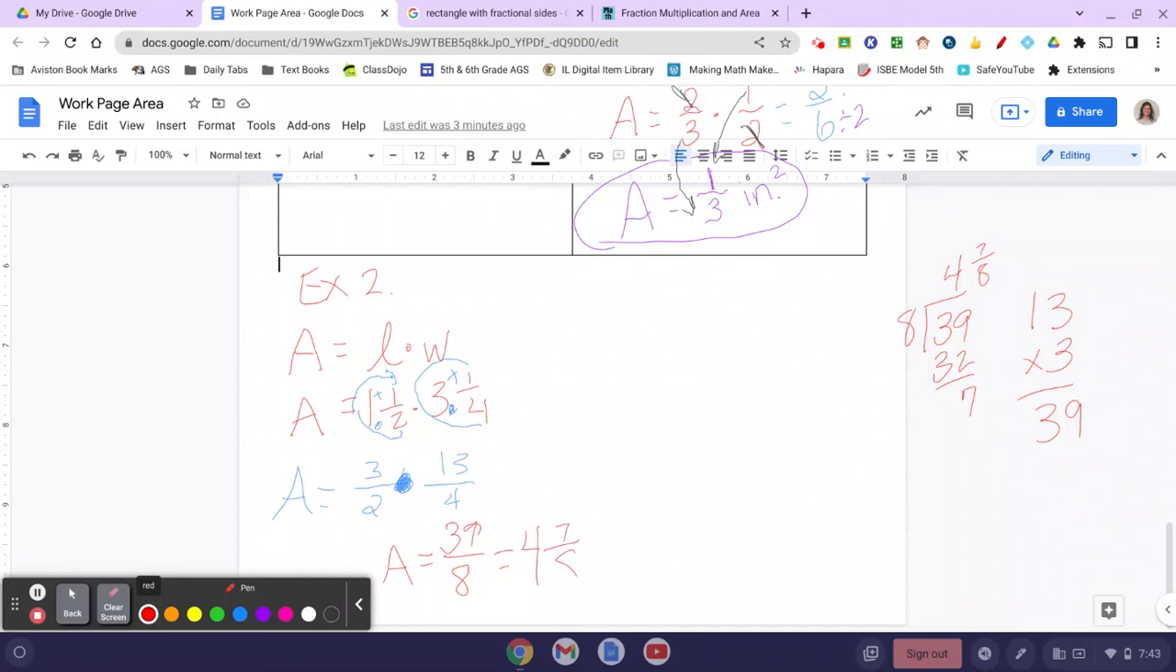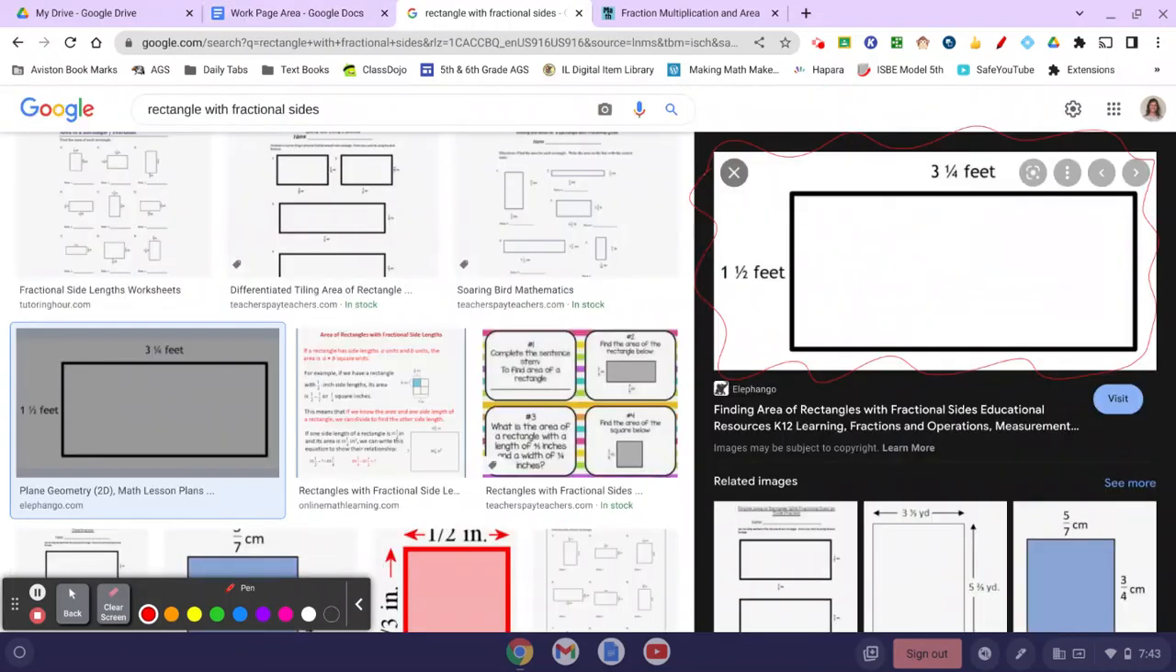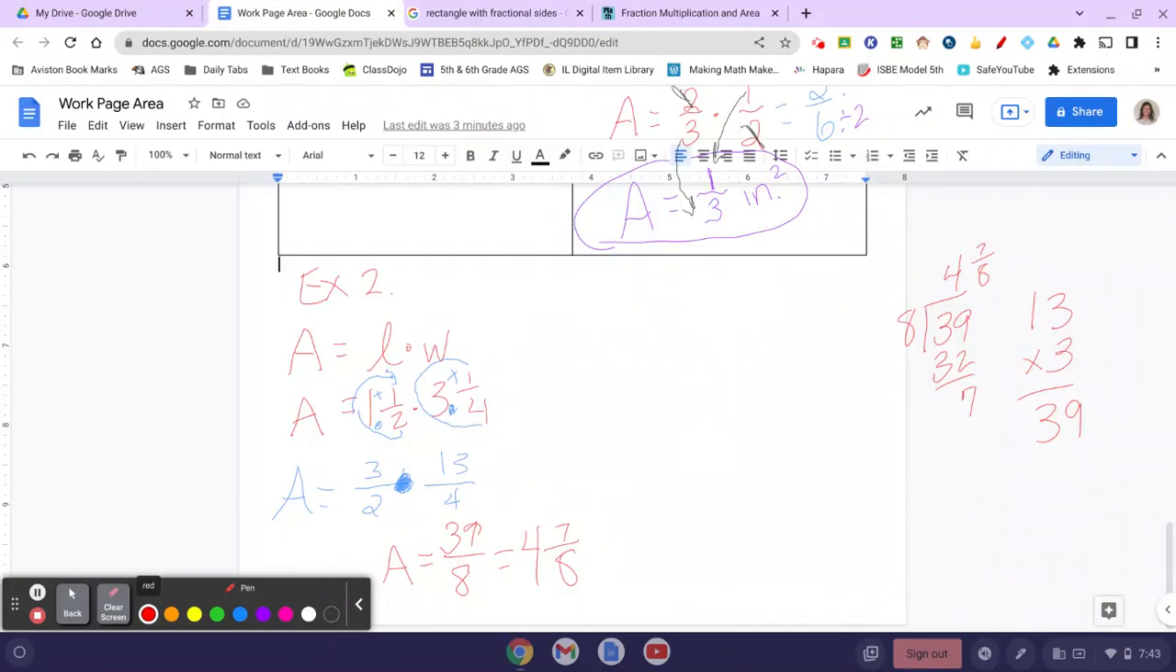4 7/8. I need to go back and look at my label. It is feet. So my label will be square feet, or I write it as feet squared. That is the best and final answer. And then when you are finished with the whole assignment, to type that into Edulastic, you would do 4, space, 7/8.